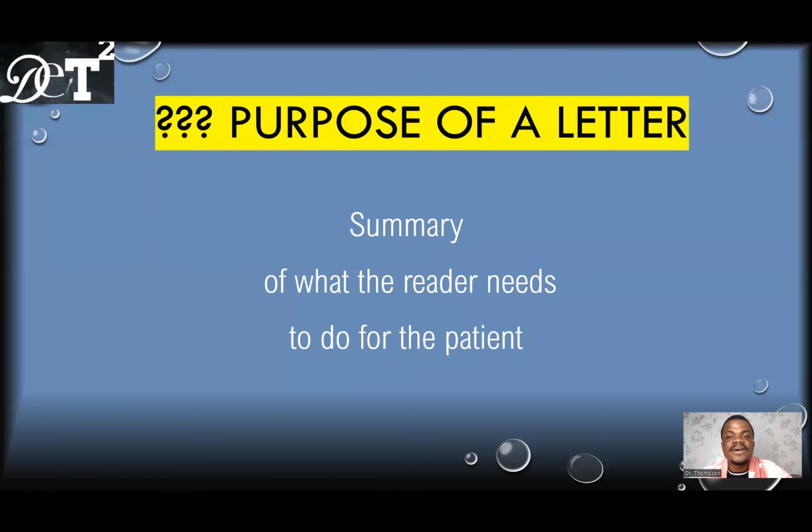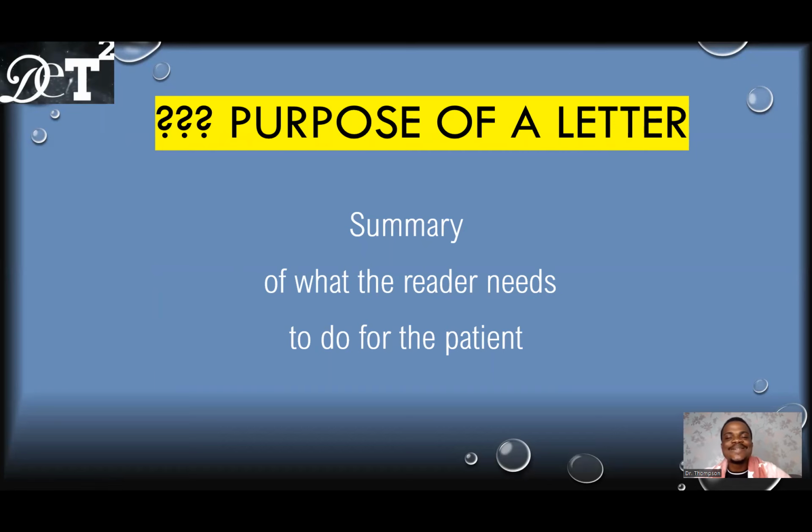Now, what do we mean by the purpose of a letter? The purpose of a letter is the summary of what the reader needs to do for the patient. So there is a reason why you are writing this letter. There's a reason why you are referring this patient, transferring this patient, or discharging this patient. There's something you want the reader to do for this patient. The summary of those things you want the reader to do for the patient is what is regarded as the purpose of the letter.